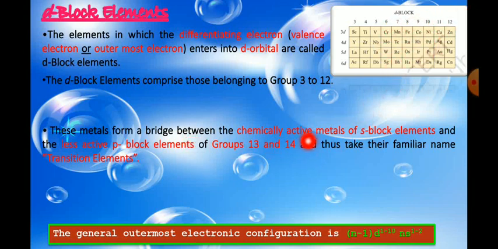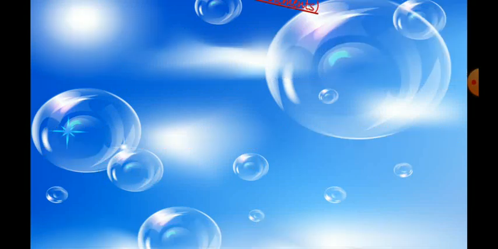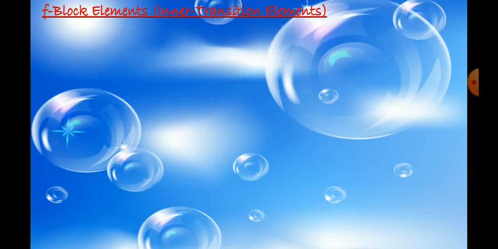Okay, so where have they placed it? Between chemically active metals of S block elements and less active P block elements of group 13 and 14. So hence they were called what? Transition elements. D block elements are also called transition elements because of their position between chemically active S block elements and chemically inactive P block elements of group 13 and 14. We also call them transition metals. Clear? Okay.